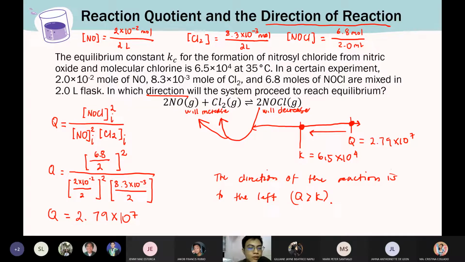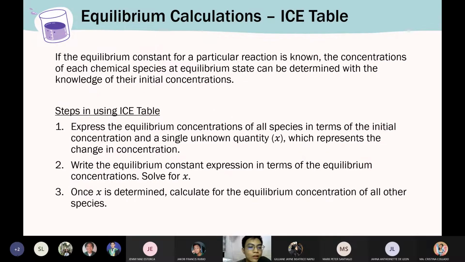We just know that because we know the direction of the reaction. But the question is, by how much will it decrease or increase? To answer that question, by how much will they decrease or increase, we should do an equilibrium calculation, commonly referred to as the ICE table. The ICE table allows us to track the changes of concentration as the system goes to equilibrium.